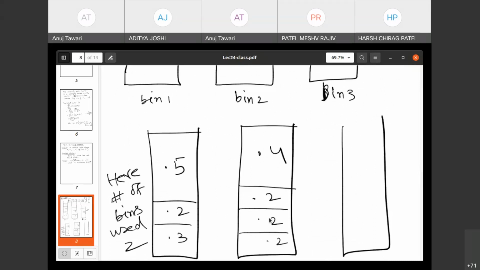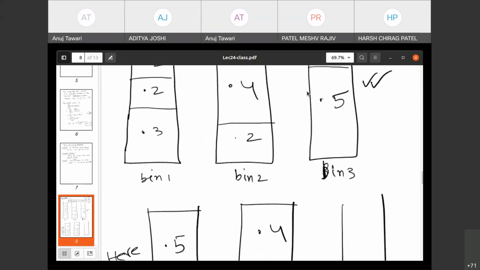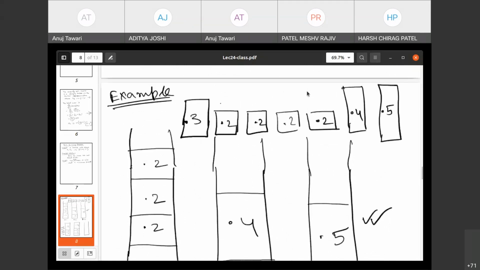But notice that finding such a subset is a very difficult task. You may not always find such a subset, because potentially you may have to check all possible subsets of these given n items, and there can be 2 raised to n such subsets. That can be an exponential time algorithm.